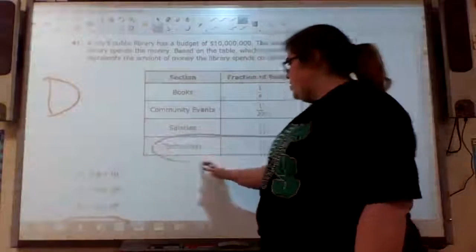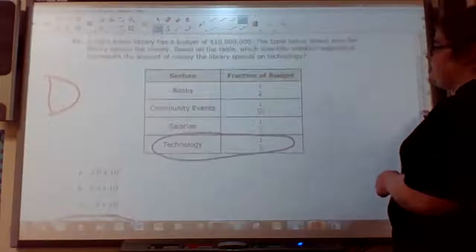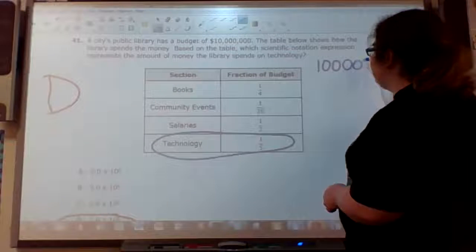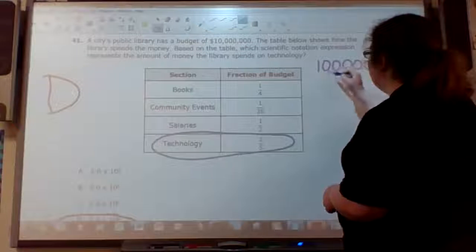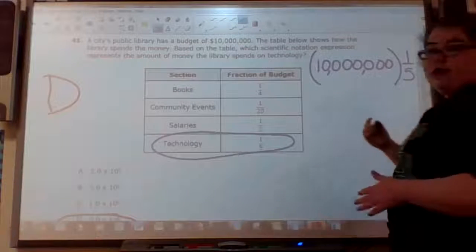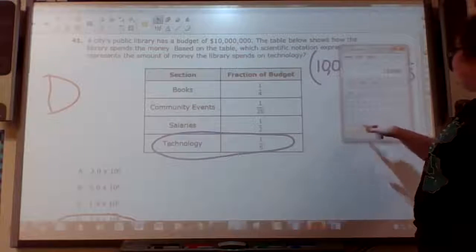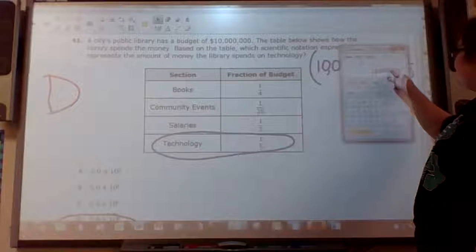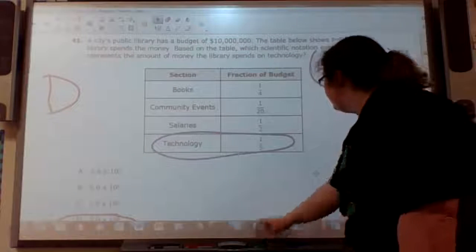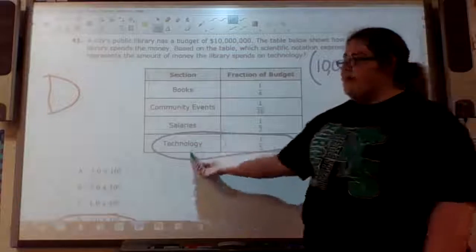So we're only looking at technology. With technology, I know that it's spending 1/5 of the 10 million. So first of all, I have to find out how much money that is. That means I have to multiply it by 1/5 or divide by 5. So 10 divided by 5, and I get $2 million. That's how much you're spending on technology.